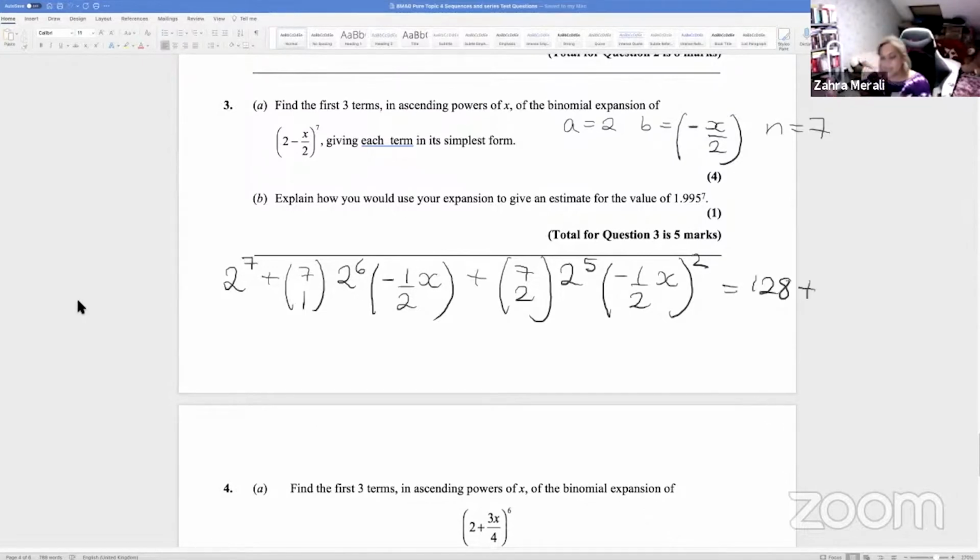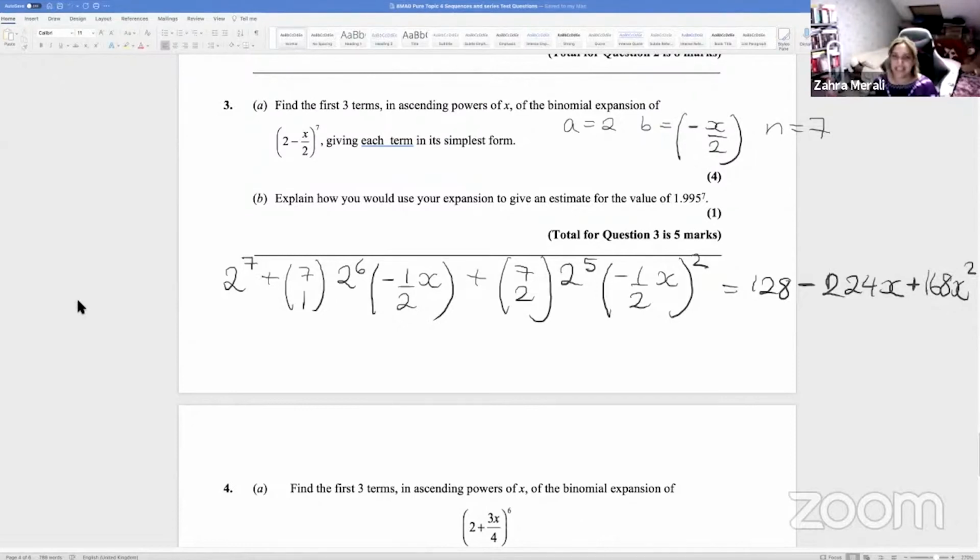Then you're typing in 7c1 times 2 to the 6 times minus a half, because your x is there. Remember, it's your x term. And that's actually going to give you minus 224x. That's what that gives me. And then the next one, I'm typing in 7c2 times 2 to the power of 5. Now I've got minus a half all squared. Now remember, that's going to become a positive. So to stop yourself making a mistake, maybe put a positive there first. Type it in your calculator and you get 168, and that's x squared.